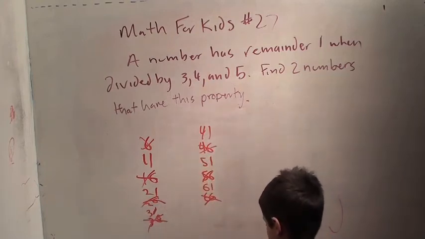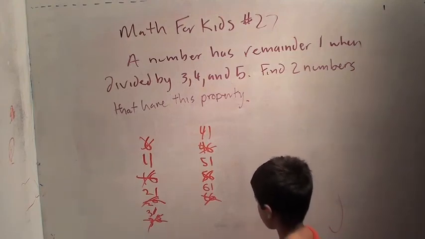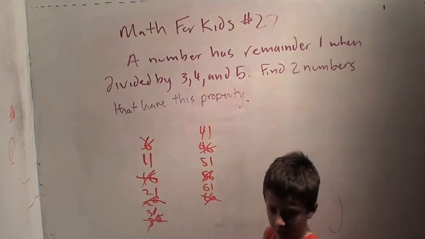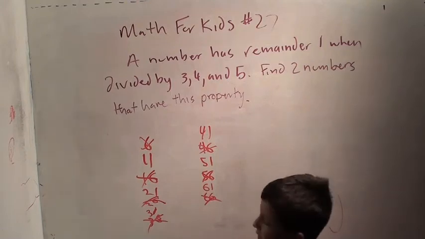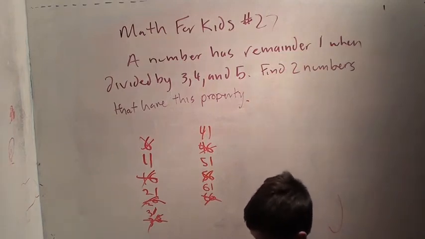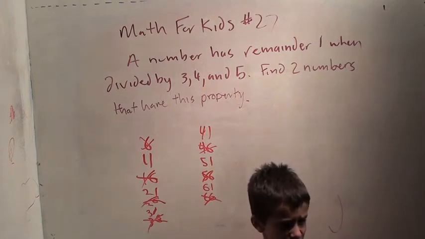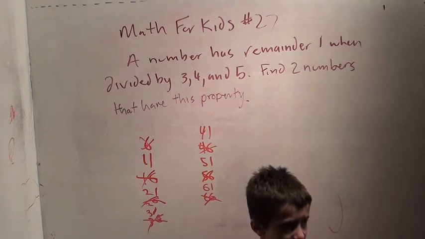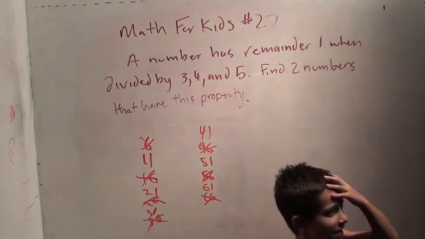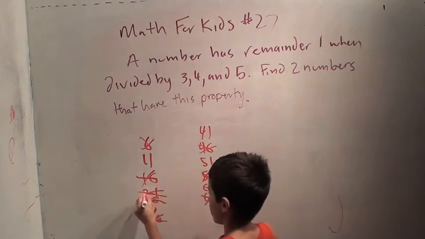Now, how can we quickly cross out some more of these numbers? Well, 21 has remainder 1 when divided by 4 and 5. But not by 3. Why not? Because 3 times 7 is 21. I keep saying it wrong. 3 goes into 21. Right, 21 does not go into 3. 3 goes into 21.